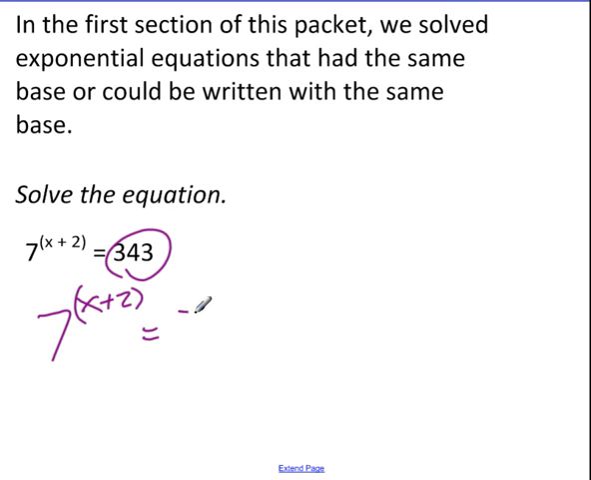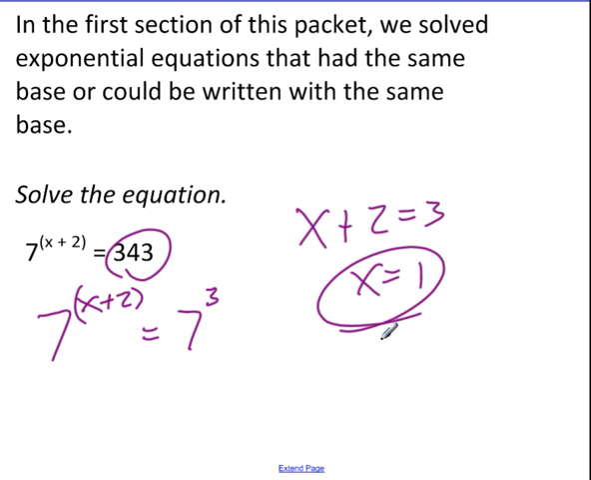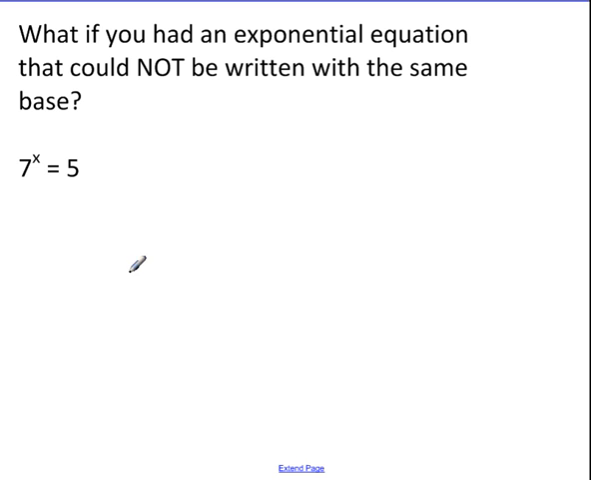And 243 is the same thing as 7 cubed. So then we were able to take our exponents and say x plus 2 equals 3, so x equals 1. And that's kind of what we were doing before. Now, here, this is really getting to what logs were really created for.